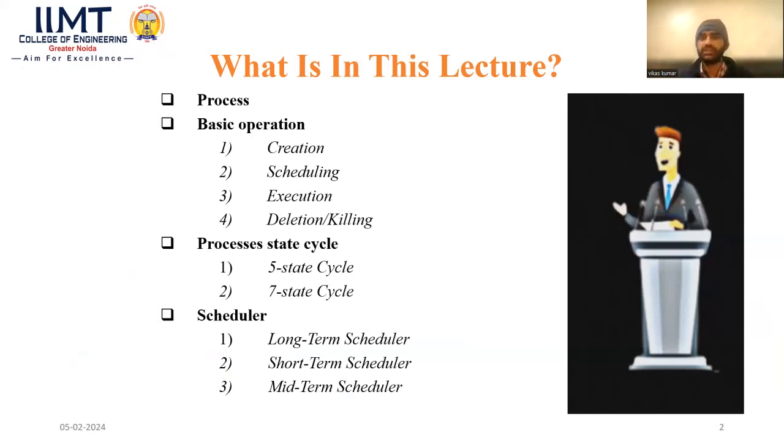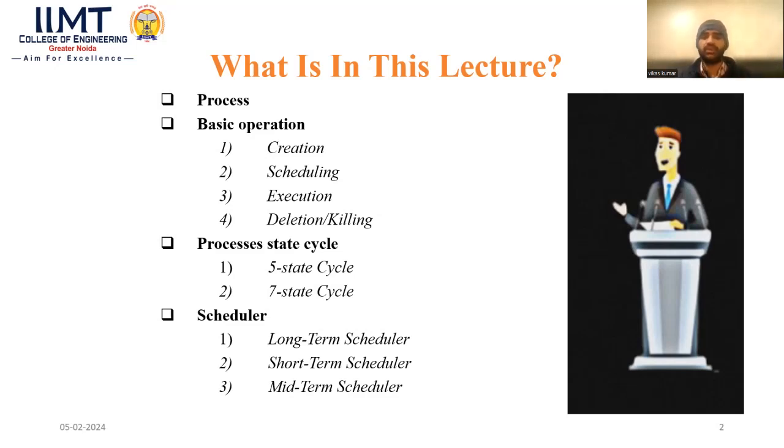Next is the process state cycle. There are two types of cycle, the 5-state cycle and the 7-state cycle. We will discuss both types of cycles: what is the difference between them, what are the 5 states in the 5-state cycle, and what are the 7 states in the 7-state cycle. We will discuss both in this lecture.